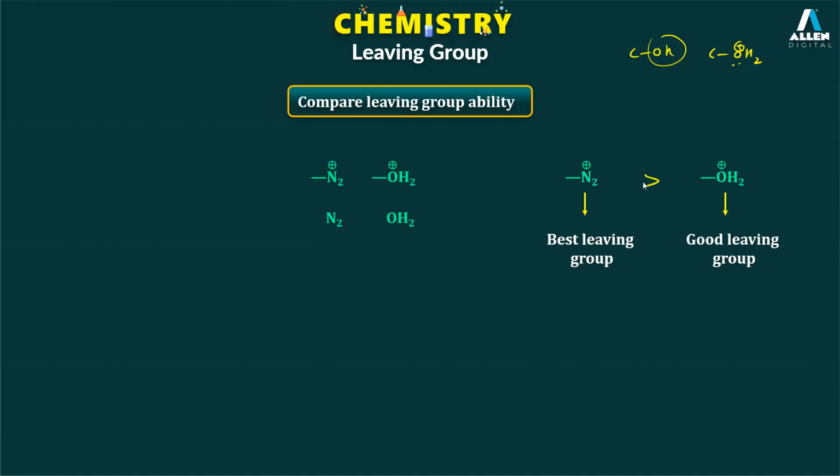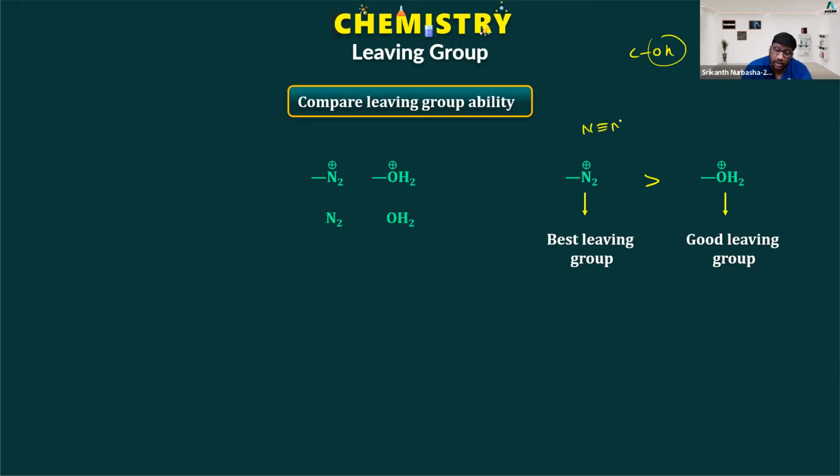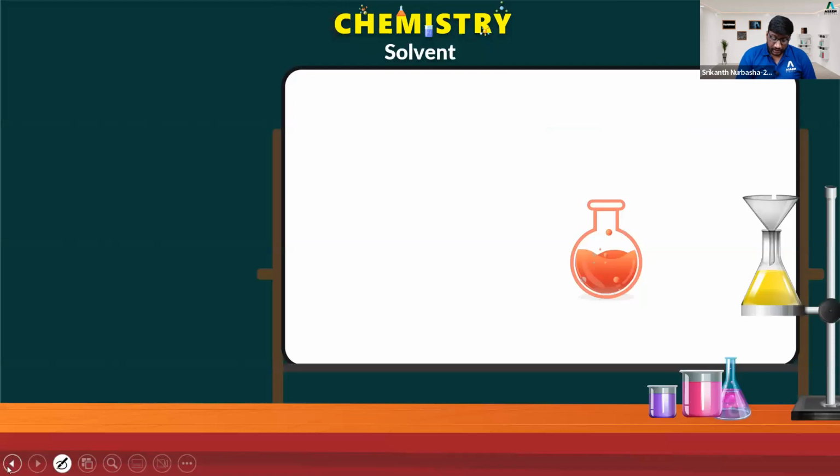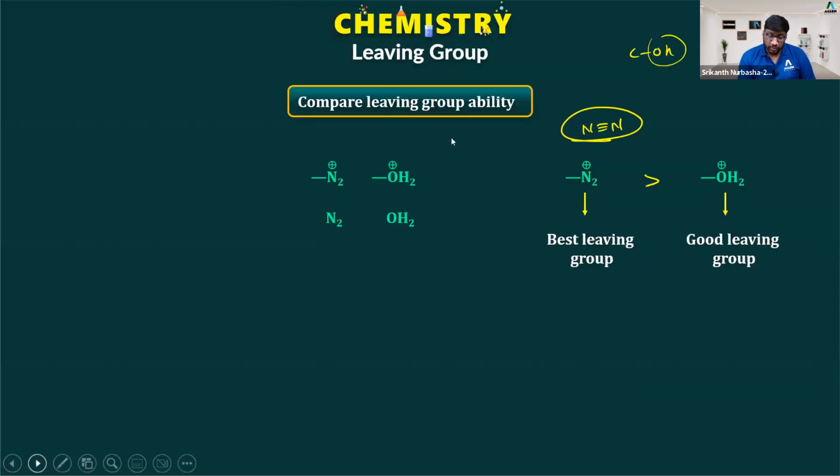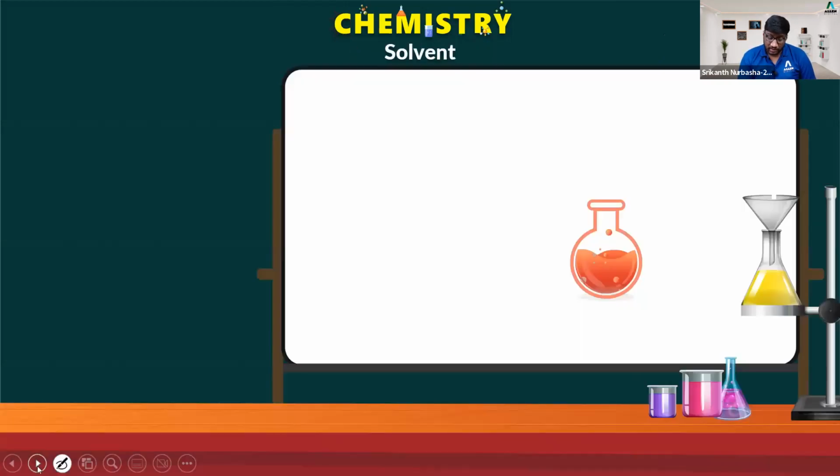Why? Because we will be having a triple bond between two nitrogen atoms, which will be stabilizing the system greatly. If OH2 plus is lost, water is lost. If N2 plus is lost, nitrogen gas is lost. In nitrogen gas, we have a triple bond between two nitrogen atoms, which actually stabilizes the system greatly. Right? So that is your leaving group tendency for a few examples.